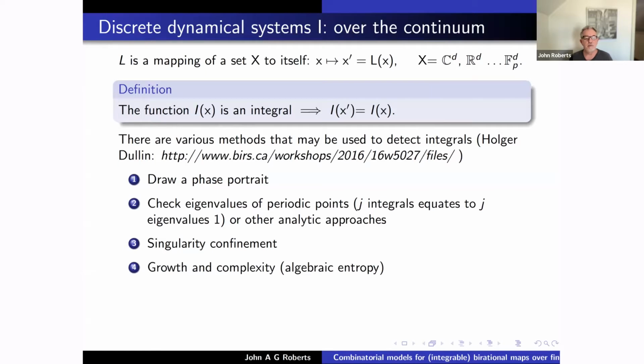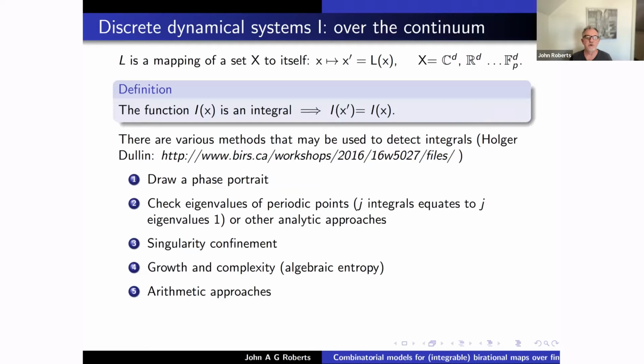We heard yesterday from Ralph about singularity confinement, which is often used as a method to infer integrability. Of course, Claude Viallet and others have developed algebraic entropy approaches. And I guess all of these, singularity confinement and growth in complexity, are about trying to have a quick diagnostic as to whether it's worth spending your time on a system to see if it's genuinely integrable.